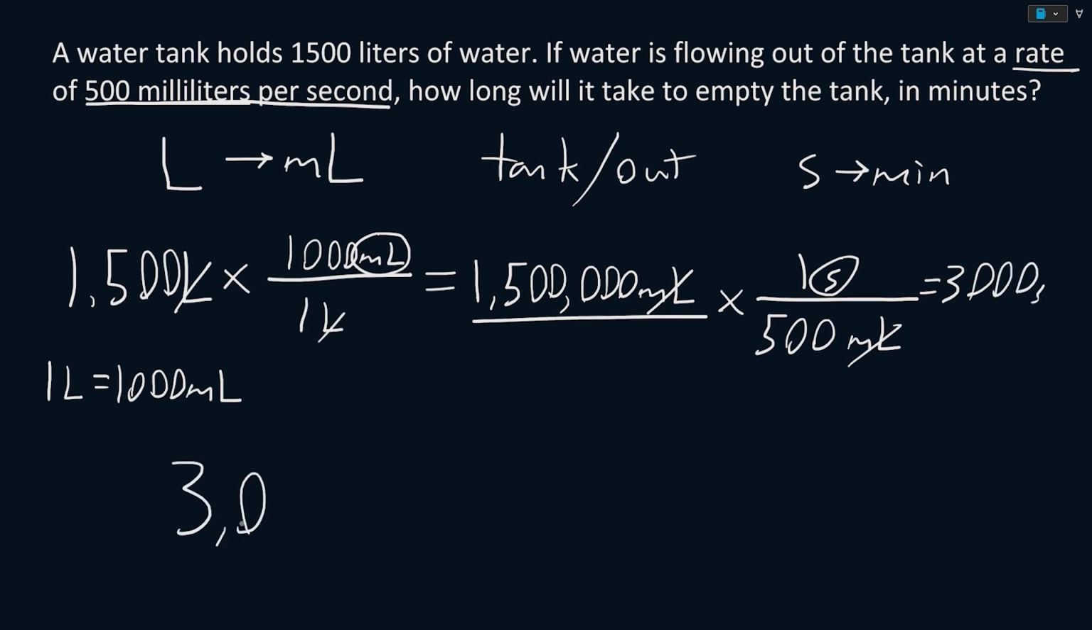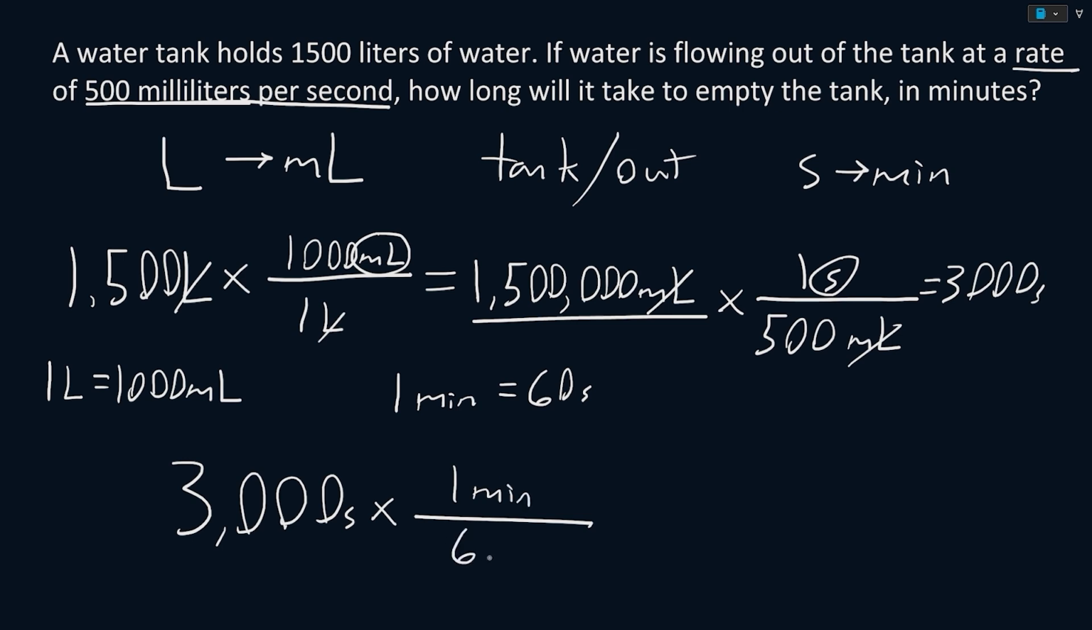Now we need to convert the 3,000 seconds into minutes in order to get our final answer. We know that 1 minute is equal to 60 seconds. So to convert seconds to minutes, we multiply through our conversion factor of 1 minute to 60 seconds. Here the seconds cancel and leave us with minutes, and we solve to get that it takes 50 minutes for the tank to empty.